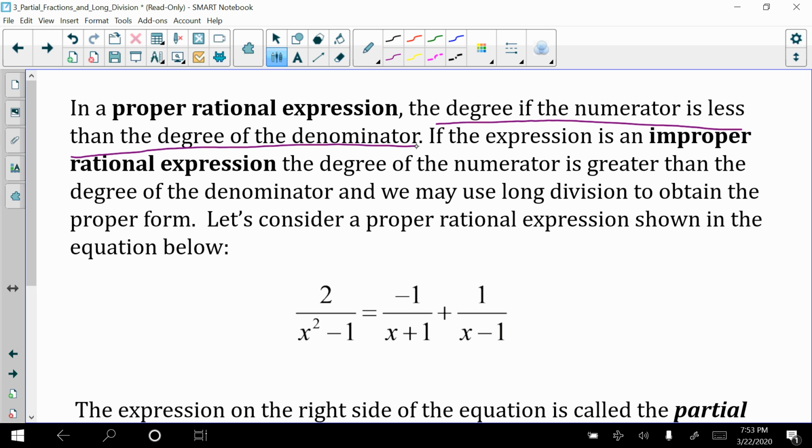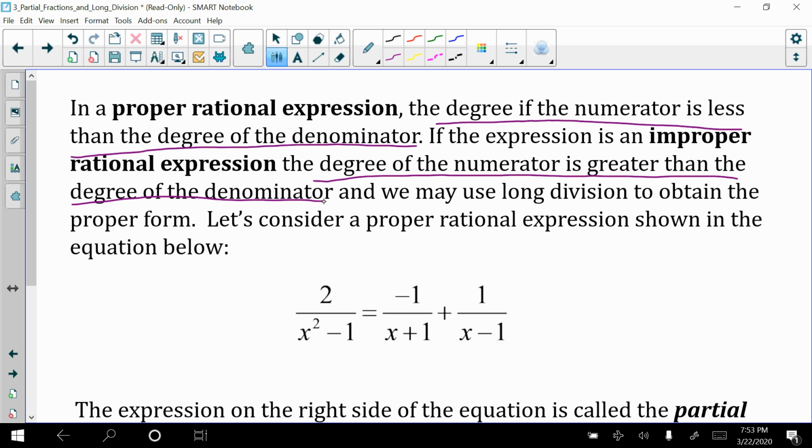But if I happen to have an improper rational expression, where the degree of the numerator is larger than the degree of the denominator, so go back to that x cubed term over the x term that you saw on the last slide, that's when we would have to use some kind of a division technique, either long division or synthetic division.